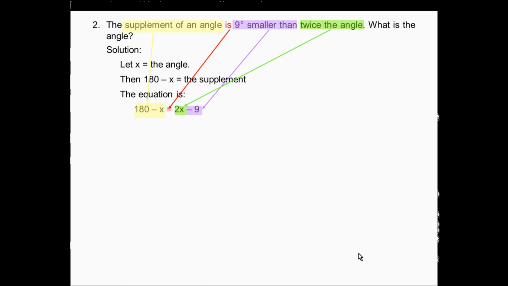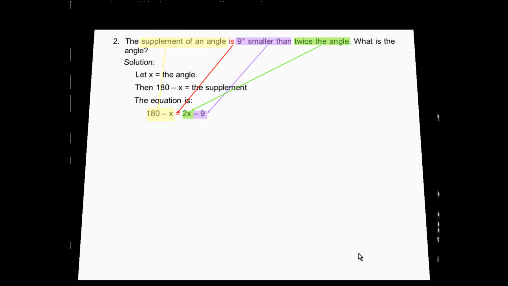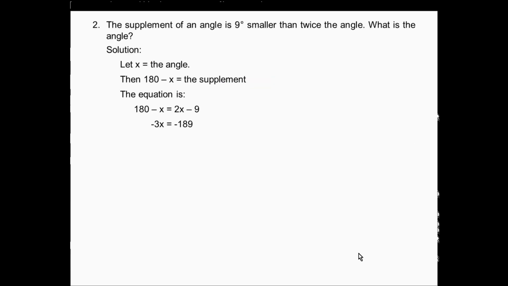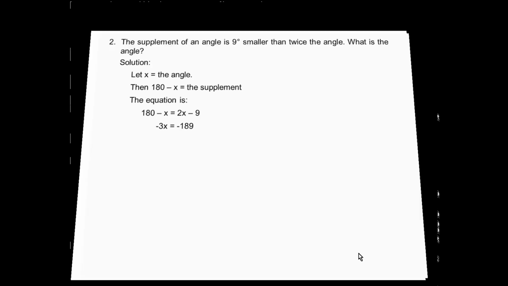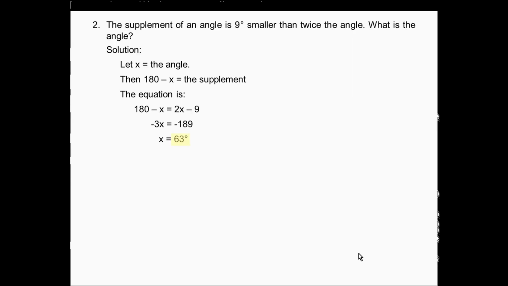Notice we don't have any fractions, so there's no clearing of fractions to worry about. So my equation is 180 minus x equals 2x minus 9. X is to the left, numbers to the right gave me negative 3x equals negative 189. Divide by negative 3. X is 63 degrees. That's our angle.